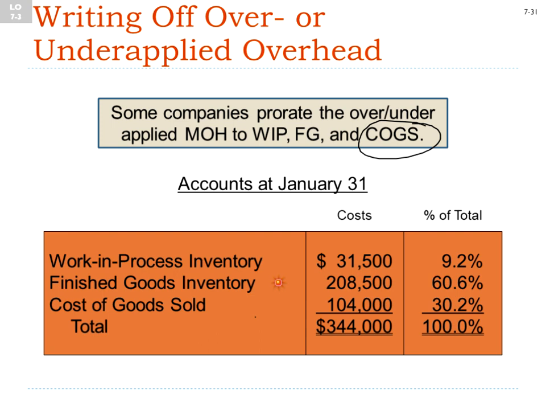So in this case, they're saying that out of all the goods during the period that were worked on, 30.2% of them were in cost of goods sold, so they were already gone. 60.6% is still in finished goods inventory, and 9.2% is still being worked on. So they're going to allocate that additional 2450 underapplied overhead according to these percentages.